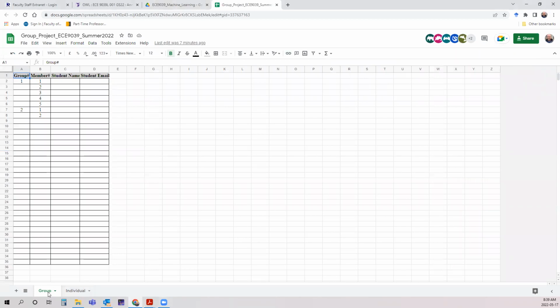If you see, we have two sheets, individual and the group. For example, here group 1, we said the optimal is 5 for each group. If you are only 4, then we can add one of the individual later. In certain circumstances, I would accept 6. So if you are 6, just add your names there and email me and give me a valid reason why you are 6. But if you are 6, most probably it would be accepted.